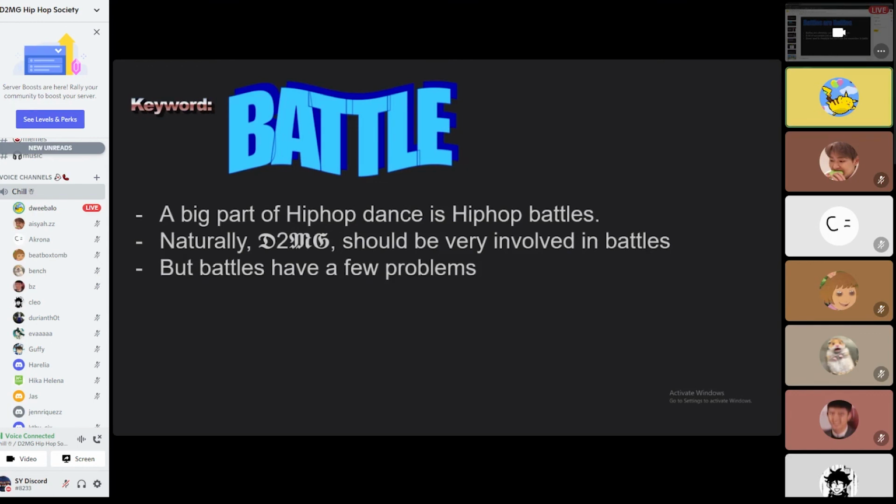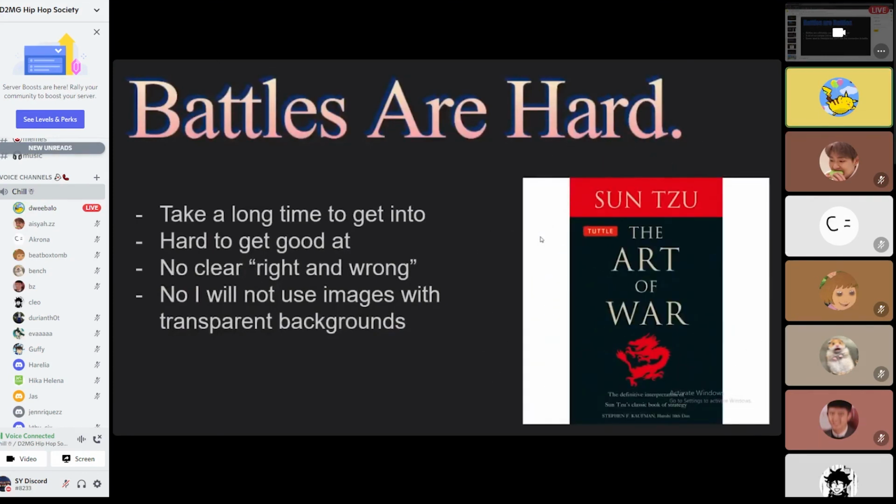So we expect every single uni society which is promoting hip hop culture to say, oh, let's have battles. But we can't just host battles and let them roll naturally because unfortunately they're not very engaging to most people. So they have a few problems I want to address. First one, battles are hard, right? Most people see battling as a really difficult skill to acquire. There's no clear right and wrong in what you can do, so there's no template to follow.